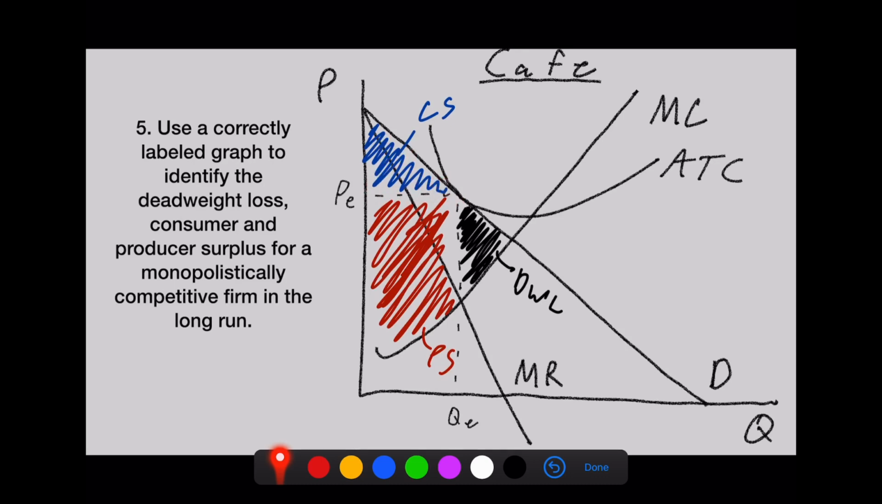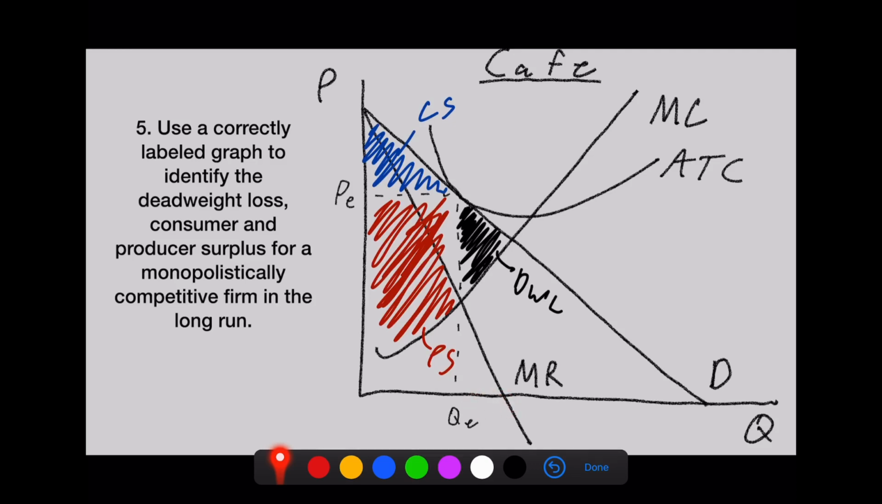Producer surplus is from price down until you hit the marginal cost curve, which remember is basically a supply curve as long as we're above AVC. But its right boundary, or its X value boundary, is where it hits that deadweight loss because this quantity over here is not being supplied.